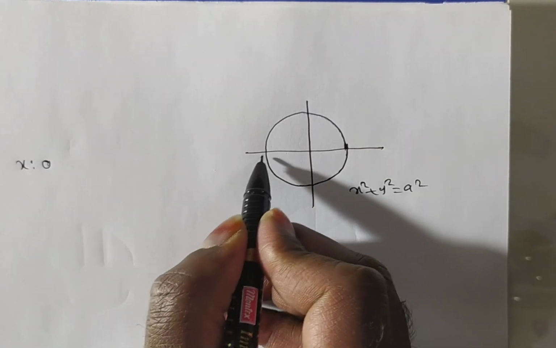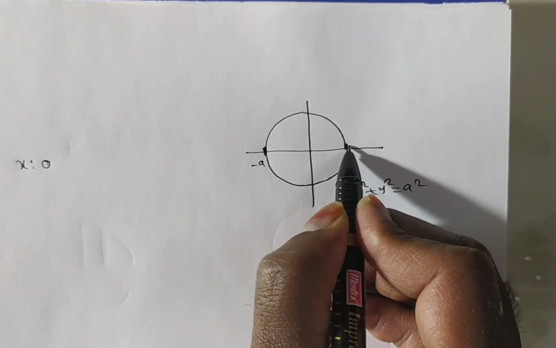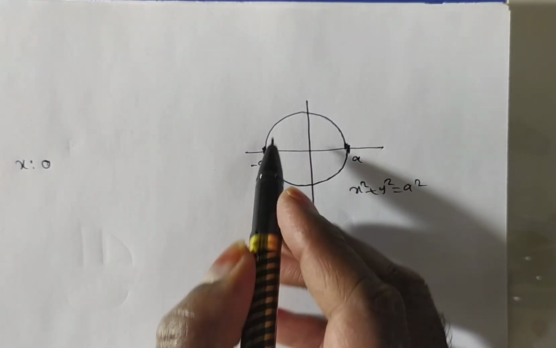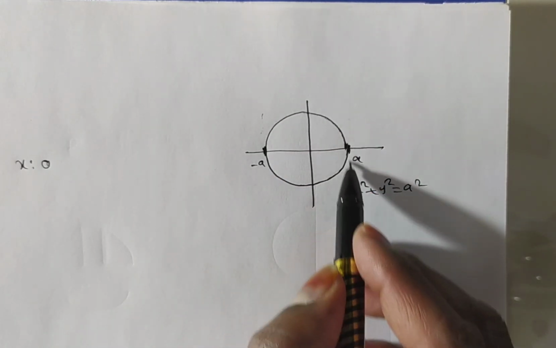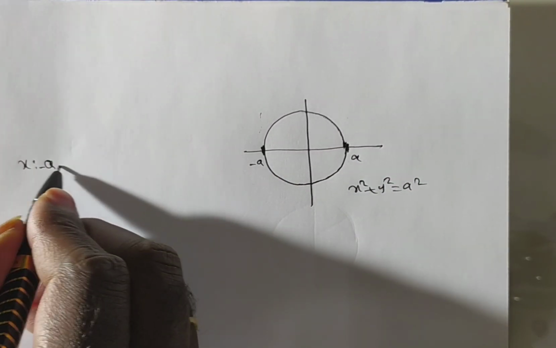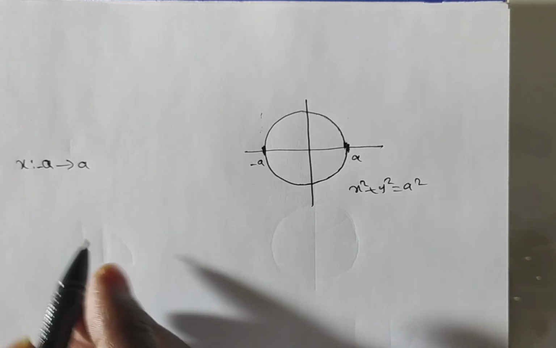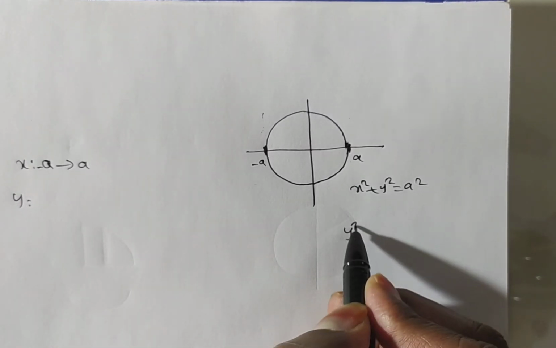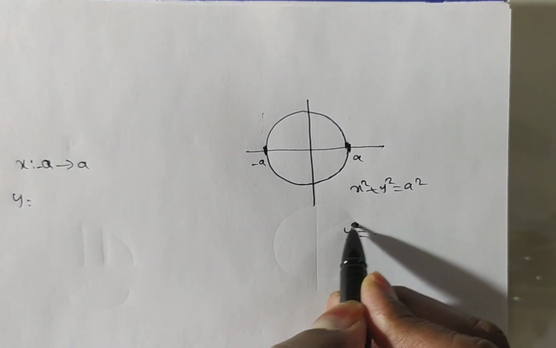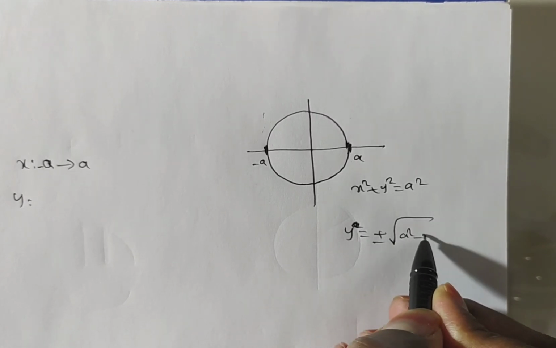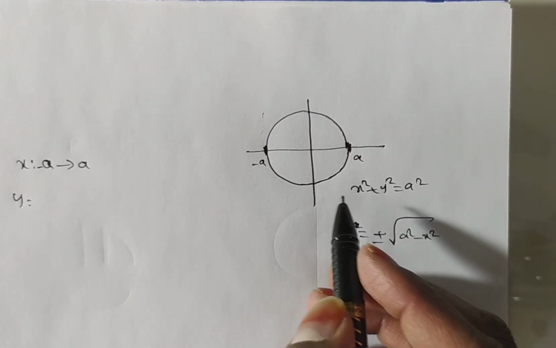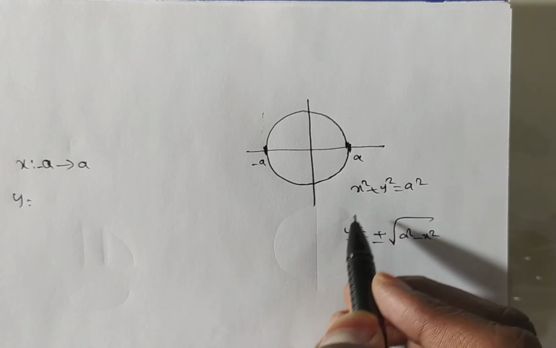So x is from, you observe, x started from minus a to plus a. Observe this entire region: x is equal to minus a to plus a only. So minus a to plus a for the full circle. What about the y value? Earlier we discussed y square is equal to, or y is equal to plus or minus square root of a square minus x square. So to get the y value, y should be dependent on x.